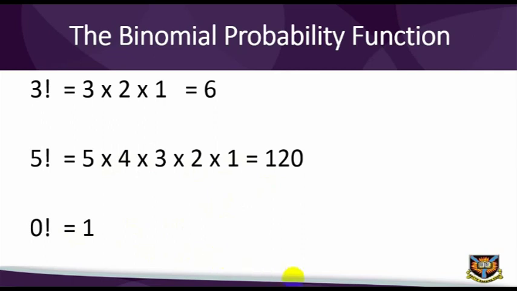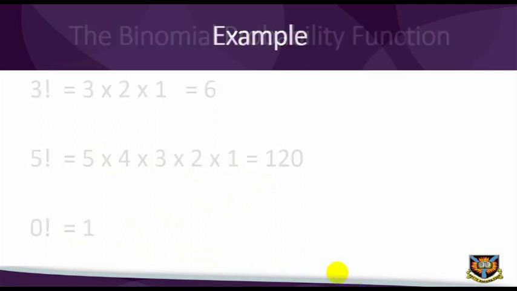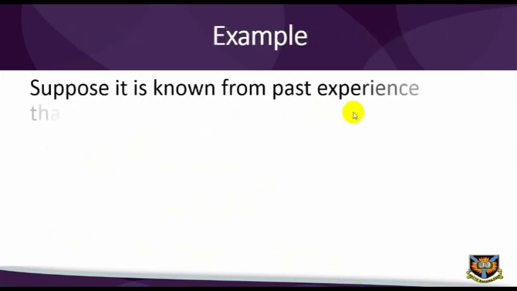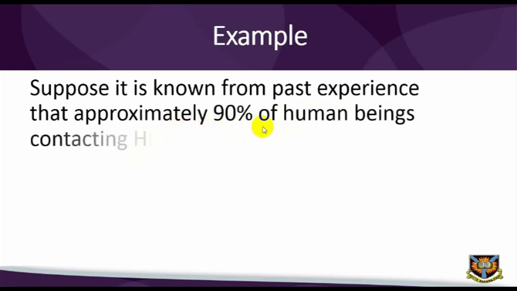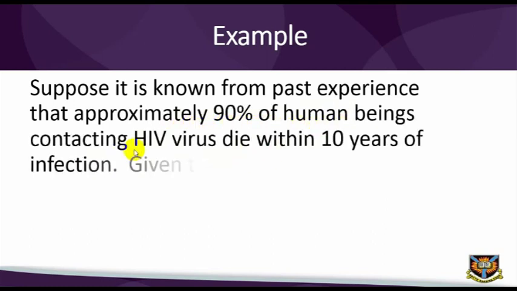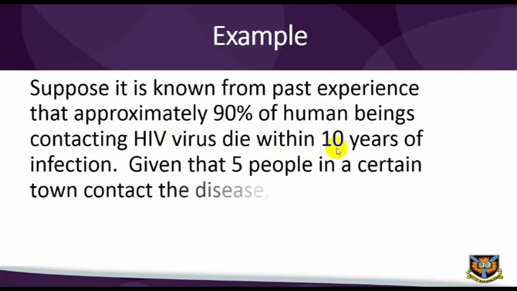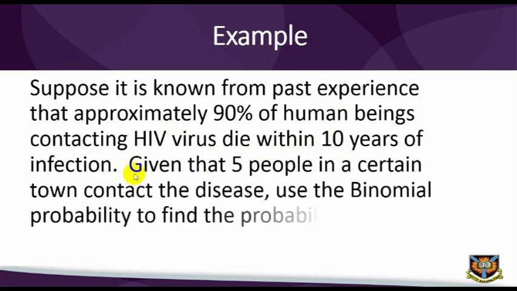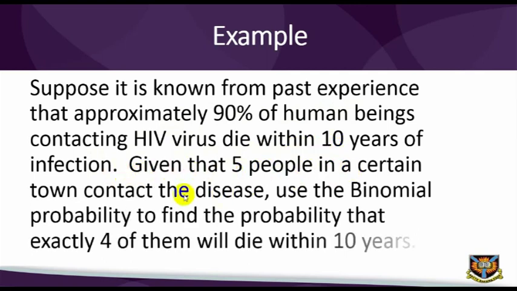Equation 9.1 is called the binomial probability function. Example 9.1. Suppose it is known from past experience that approximately 90% of human beings contracting HIV virus die within 10 years of infection. Given that 5 people in a certain town contract the disease, use the binomial probability to find the probability that exactly 4 of them will die within 10 years.